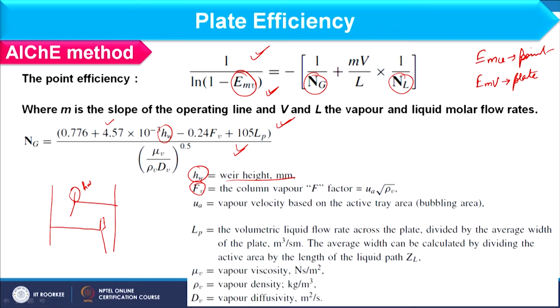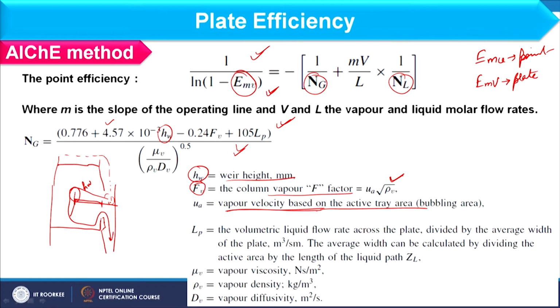The next parameter we have is Fv, that is the column vapor F factor, and that is given by UA times square root of rho v, where UA is basically the vapor velocity based on the active tray area. The active tray area is basically this area only. Now, what will happen here is that when I consider the upper tray, the liquid from the upper tray will move and fall in this zone, and then it will move like this, and it will move like this.